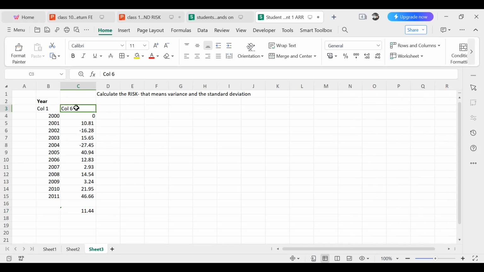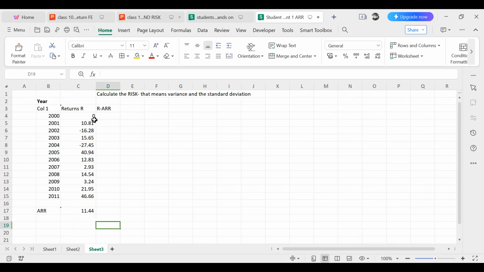This is your returns value, R. So what you are going to do is take the deviation from the average rate of return. So this is your R minus ARR. What is your ARR? Your ARR is this 11.44 you got. So simply you will take the deviation of this from this.